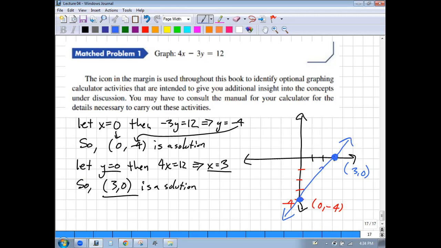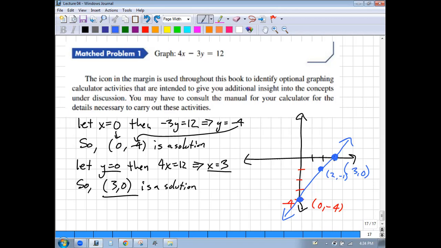I might be able to eyeball this. It looks like this point here would be (2, -1), right? I've gone over 2 and down 1, right? But my drawing might be kind of crappy. Maybe that's not an answer. Maybe it's just a crappy drawing, right?